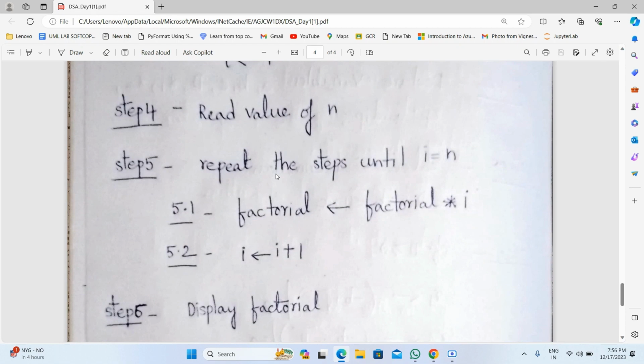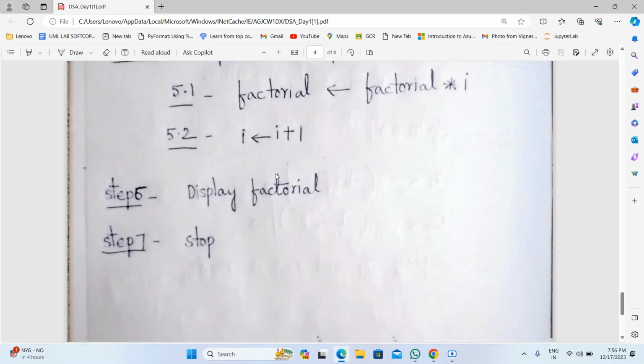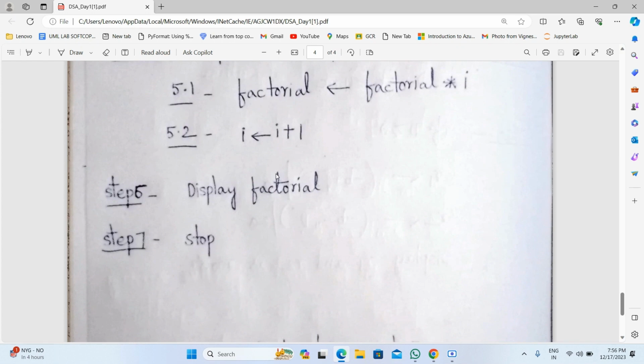We should write the logic factorial = factorial × i and i = i + 1. Step 6. We will display the factorial and we will stop.